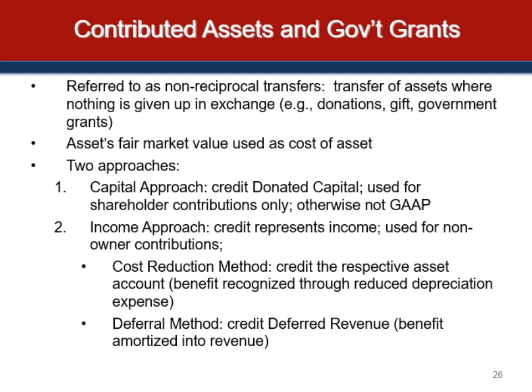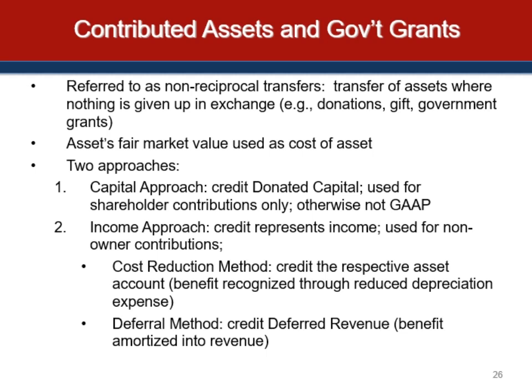So if it's a non-owner that's making the contribution, the contribution is a non-owner source of changes in net assets, then the issue under the income approach is whether the revenue should be reported immediately or over all the periods that benefit from the grant. And the amount received should be deferred and recognized over the period that the related assets are used. That's the conclusion that we've come to.